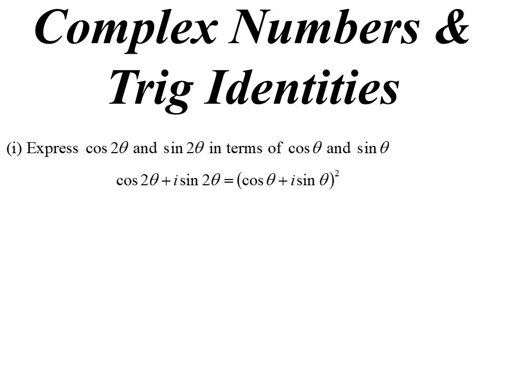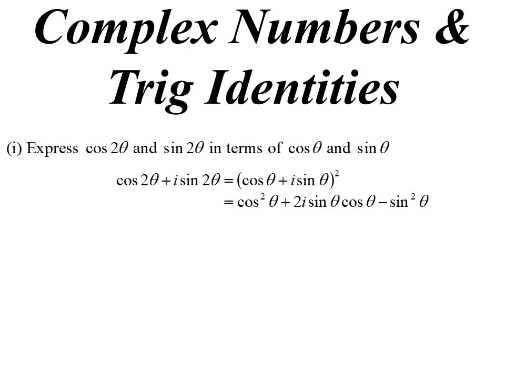I could say cos 2 theta plus i sin 2 theta. Well, that is simply cos theta plus i sin theta squared. So like using de Moivre's theorem in reverse. And I could expand the right-hand side out. Cos squared theta plus 2i sin theta cos theta minus sin squared theta.